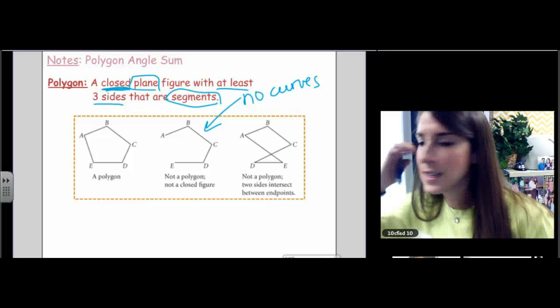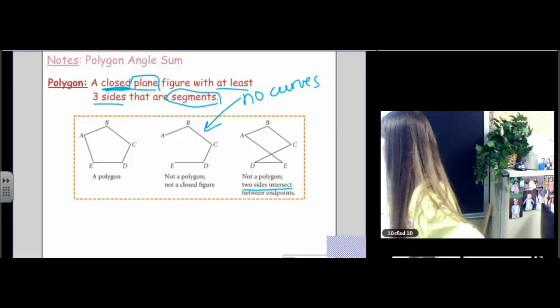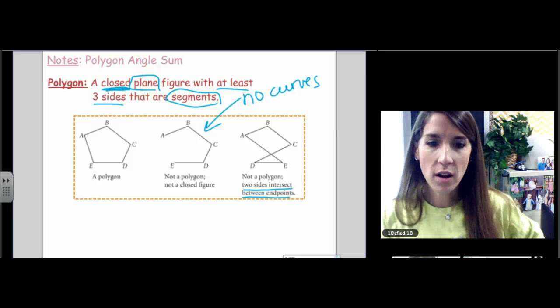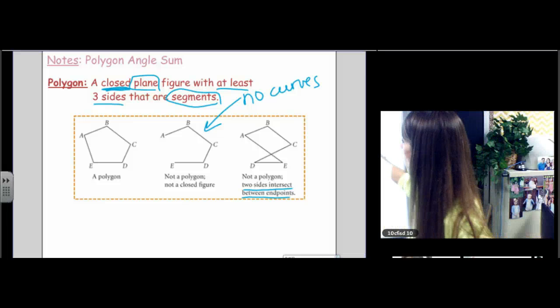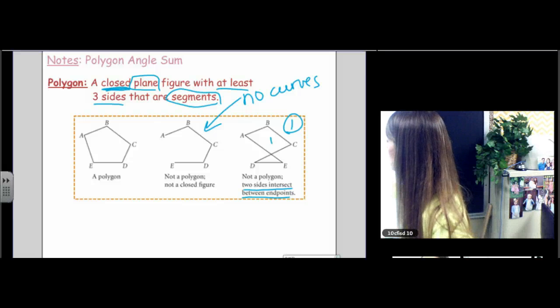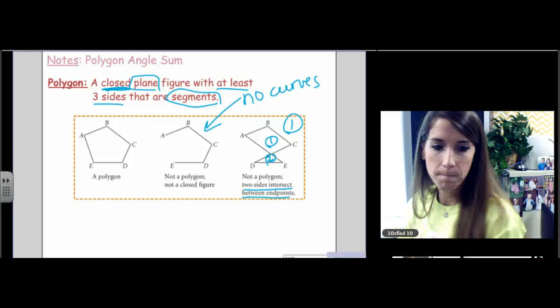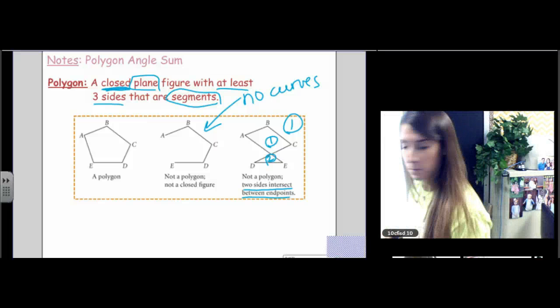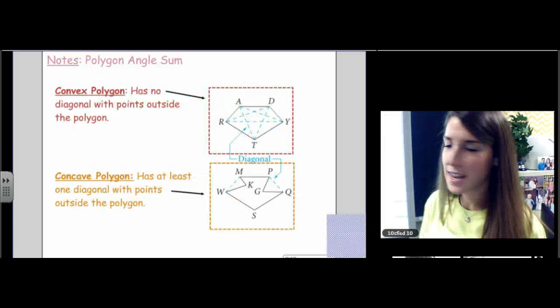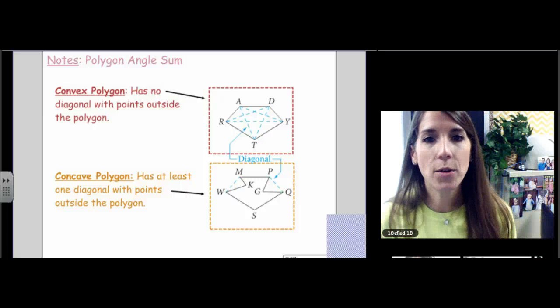Your sides are not allowed to intersect. This is not one polygon. This is actually 2 separate polygons. The figure itself is not a polygon. Good. You said that before I said it. Good job. There are 2 categories of polygons.